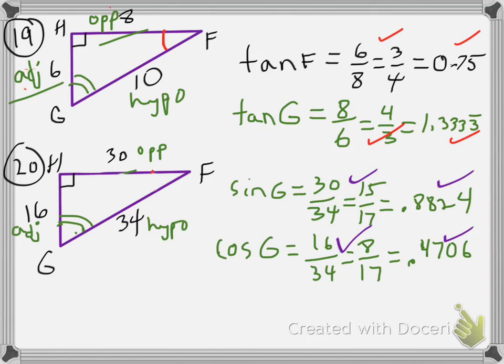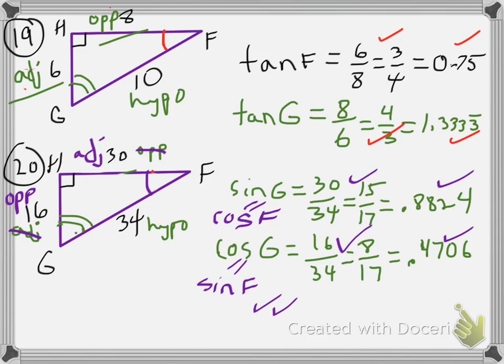And now you just have to realize that when they ask you for the sine of F and the cosine of F, that means this changes to opposite and this changes to adjacent, which means sine of G is cosine of F, and cosine of G is sine of F. So you got all the same numbers. So there's 4 more points to realize that. You could rewrite it, but it's going to be the exact same things.